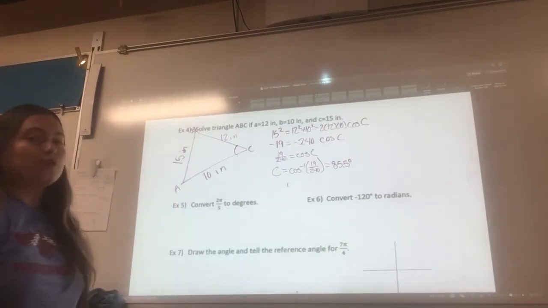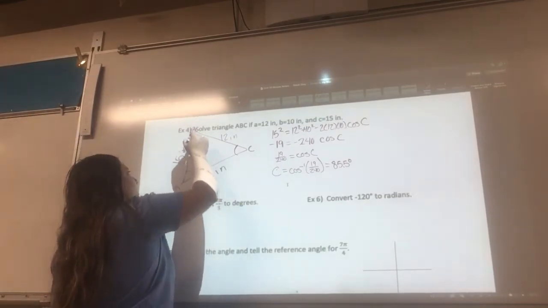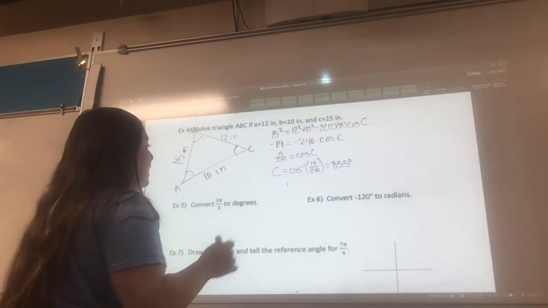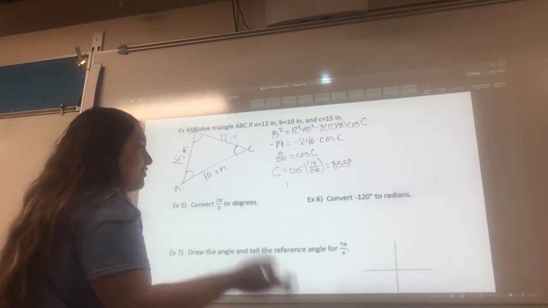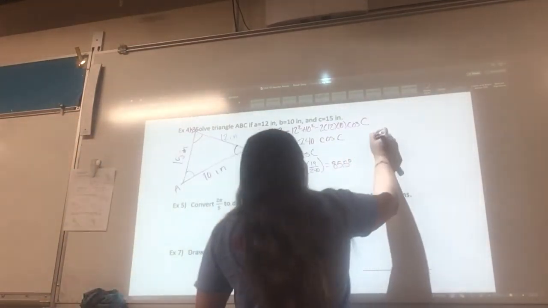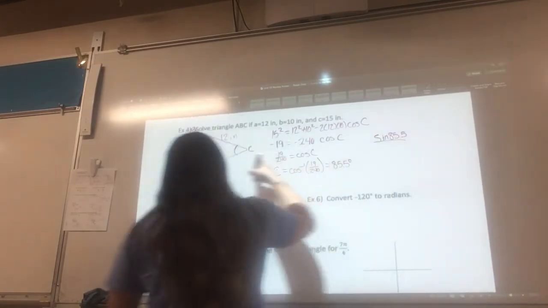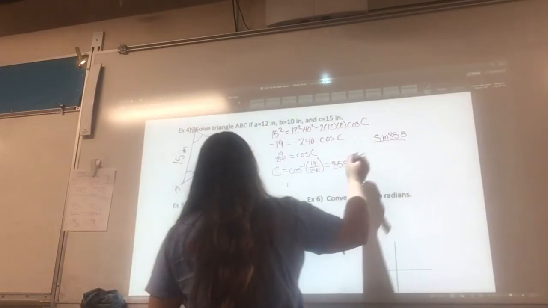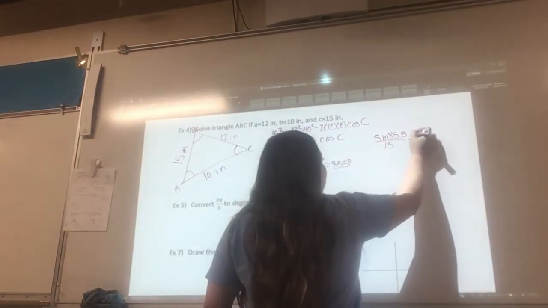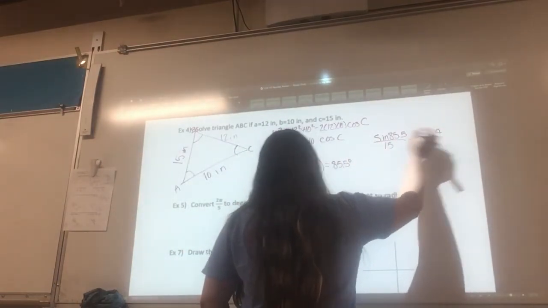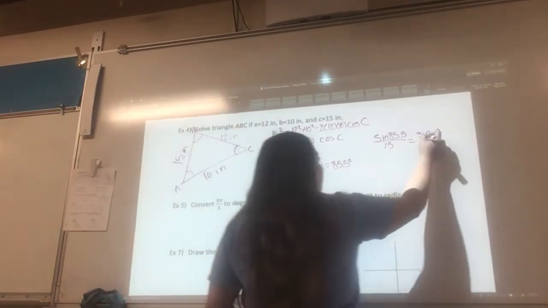Well, it said solve the triangle, meaning we still have to find A and B. Now that we have an angle, we can use the law of sines. So I'm going to do sine of 85.5 over its correlating C of 15, and I'm going to solve for A. So sine of A and its correlating side of 12.